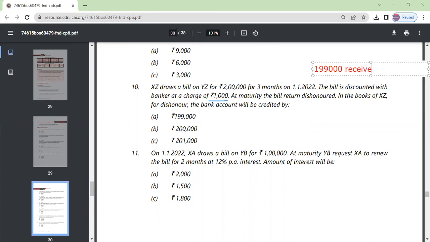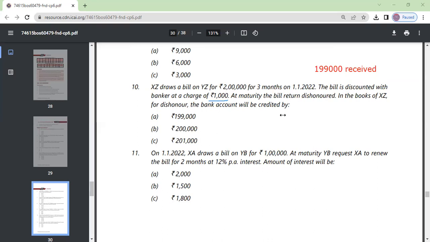Sorry, received from bank. So bank account 1,99,000, discount amount 1,000. We know the journal entries, everything good. At maturity date, 4th April, the bill returned dishonored, drawee unable to pay the bill amount. In the books of XZ, who is XZ? Drawer. For dishonor, the bank account will be credited by.